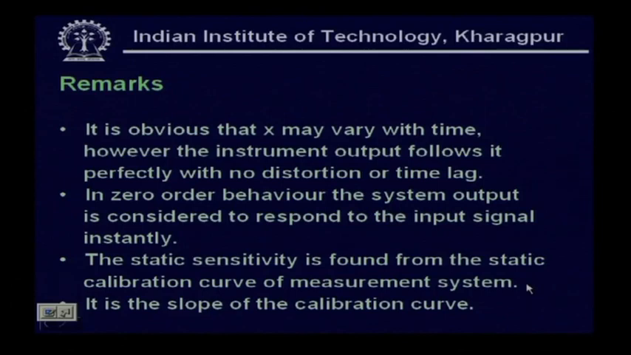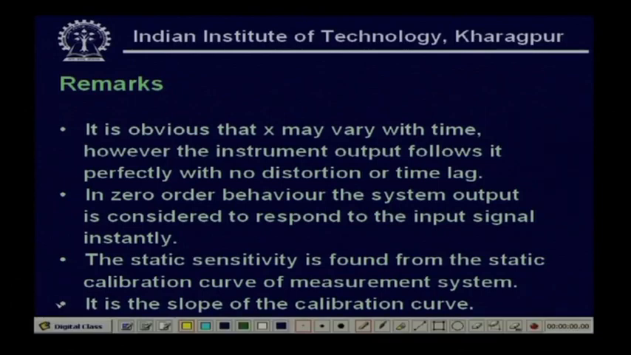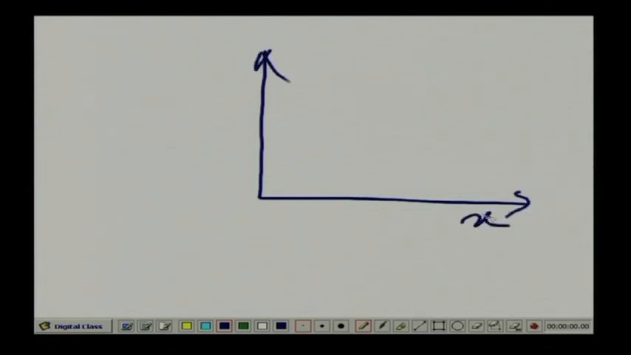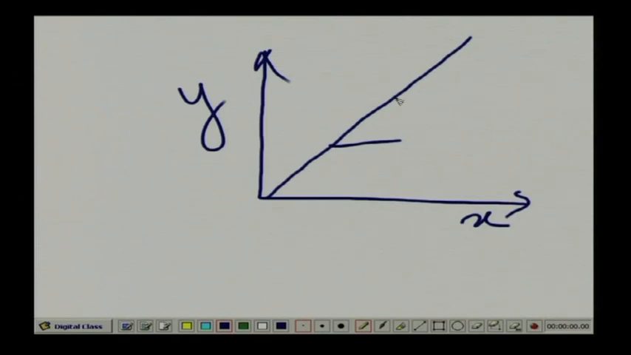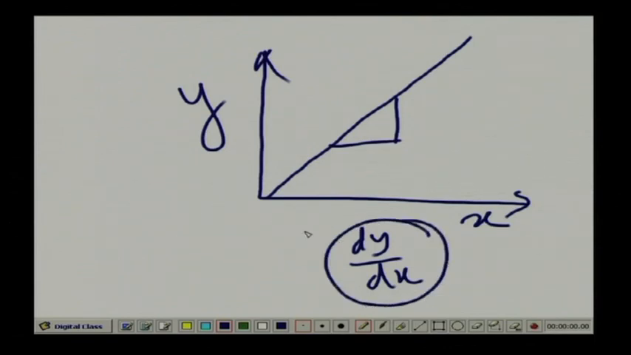What does it mean? Suppose I have this characteristic calibration curve, this is x, this is y, and I have a linear relation like this one. So, the slope of this calibration curve, that means dy by dx, will give you the static sensitivity. Since it is linear, anywhere the value of del y by del x is the same.